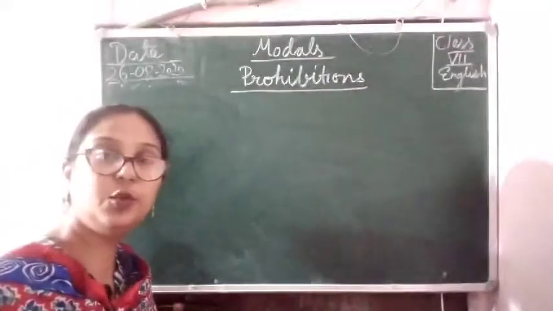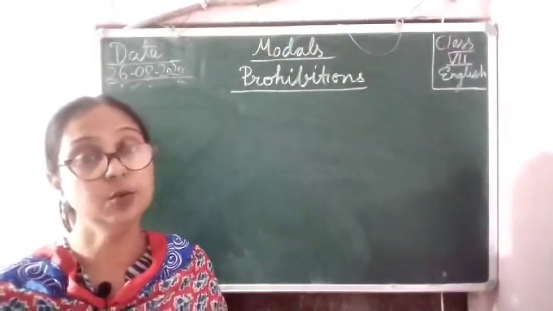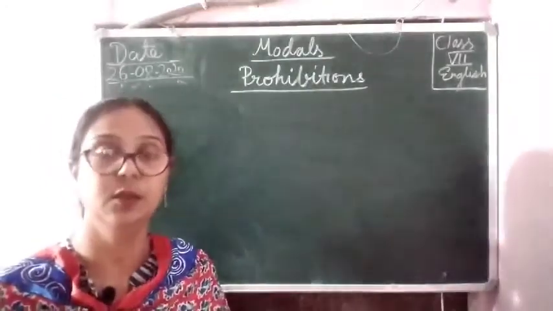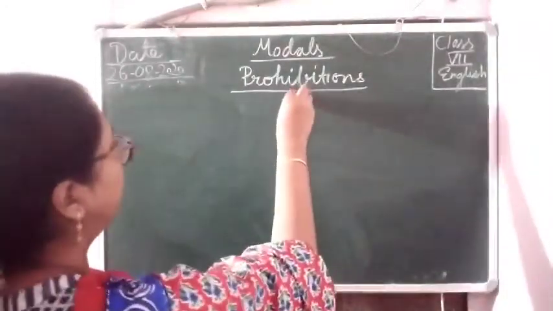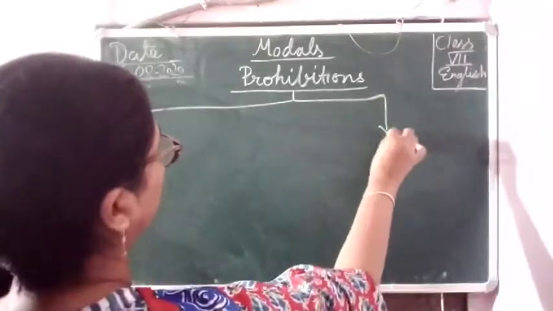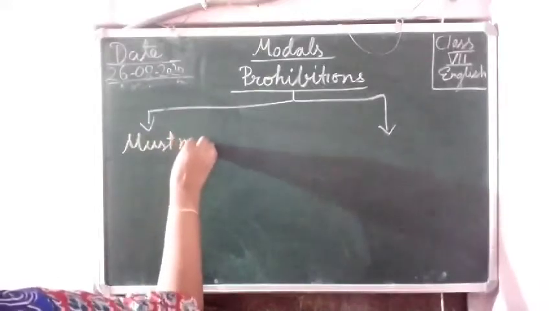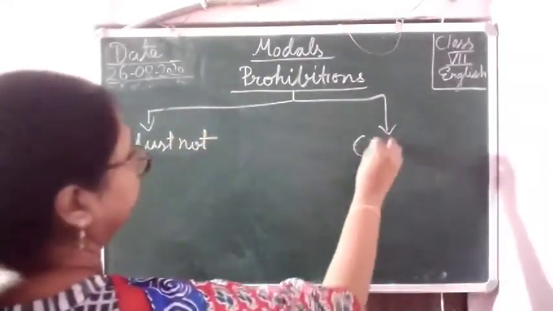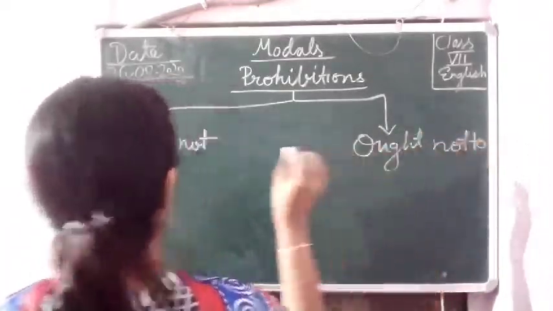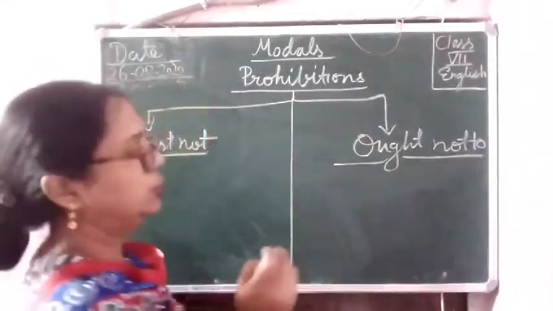Now prohibition is shown by must not and ought not to. So these are the two modals which can show prohibition. It means it is prohibited to do. So that is why it is called prohibition. So there are two prohibition words, that is must not and second is ought not to. Must not, first of all we have to talk about must not.